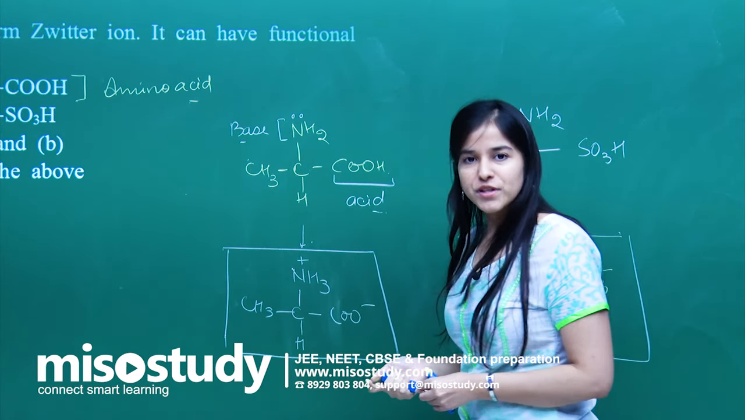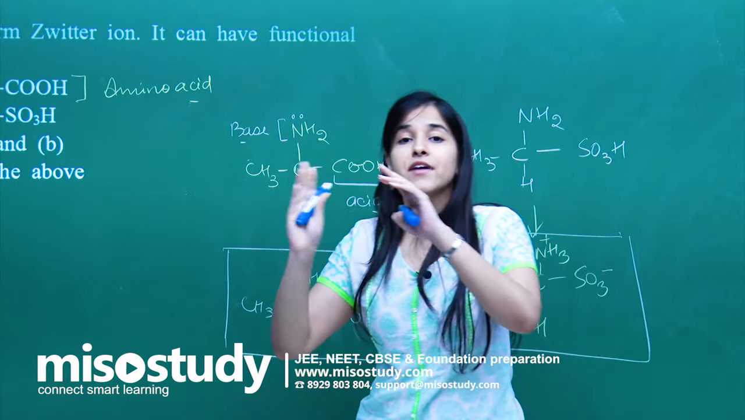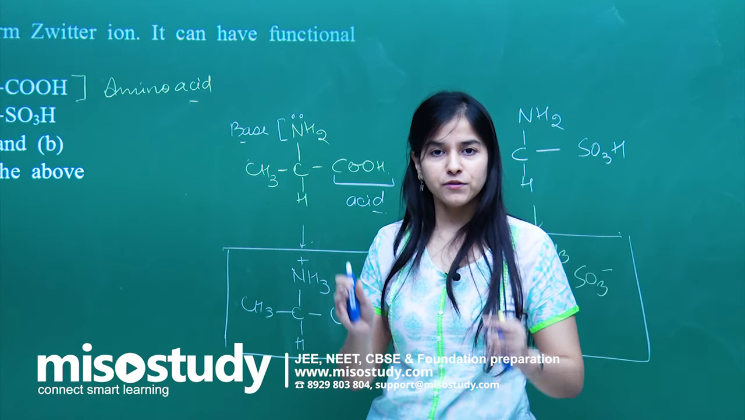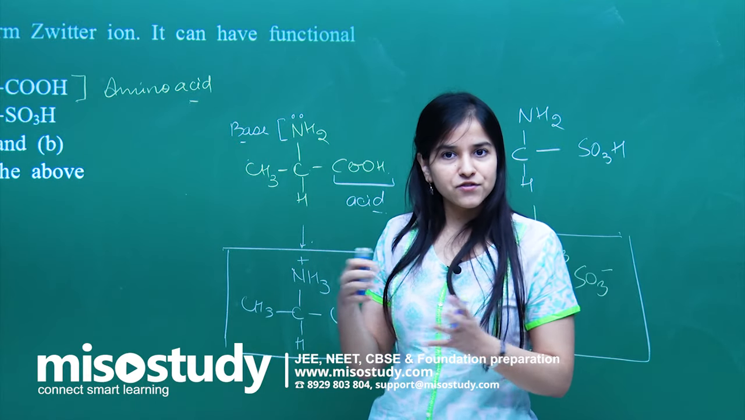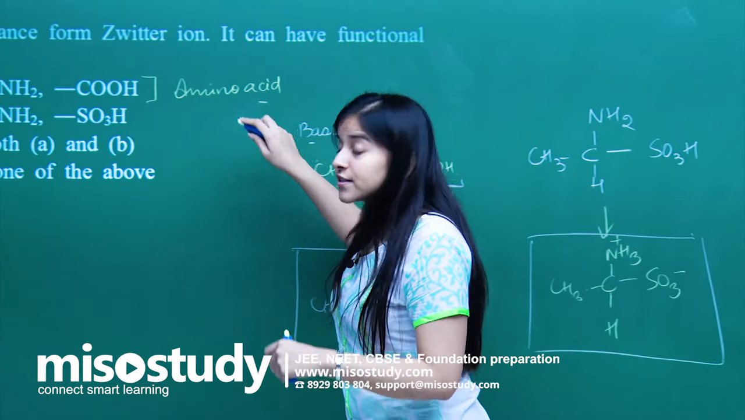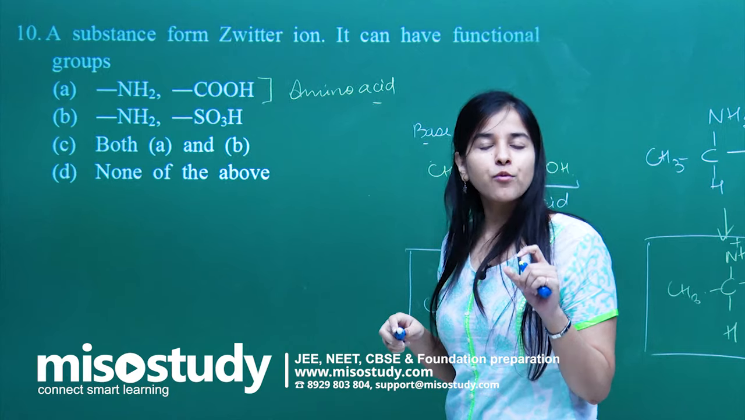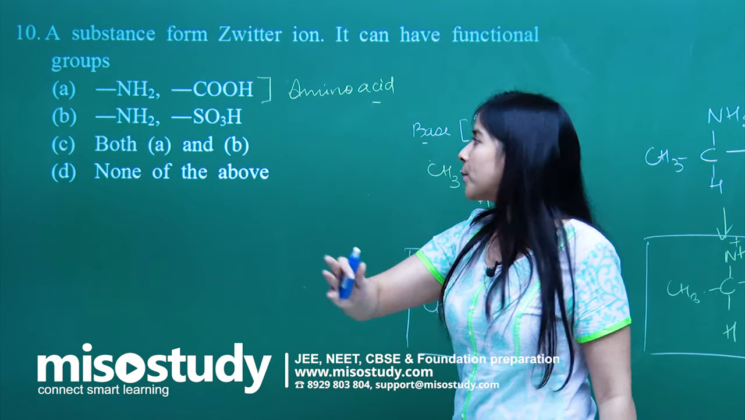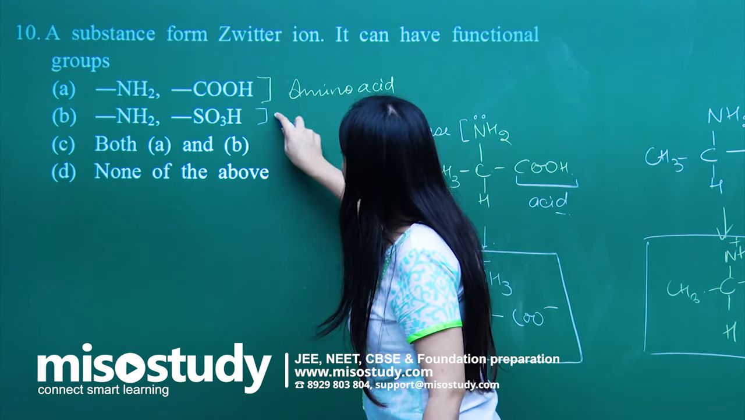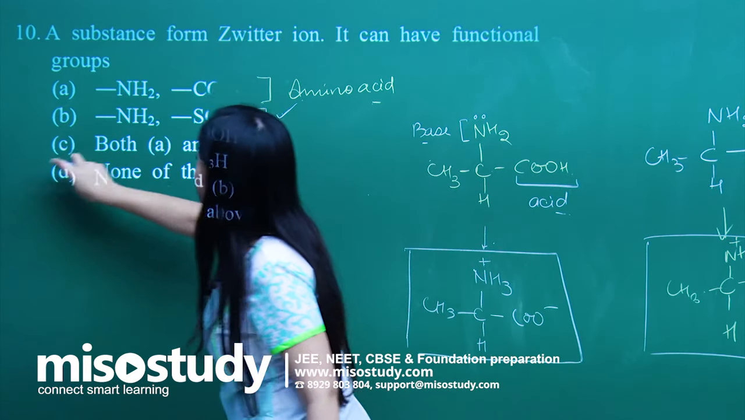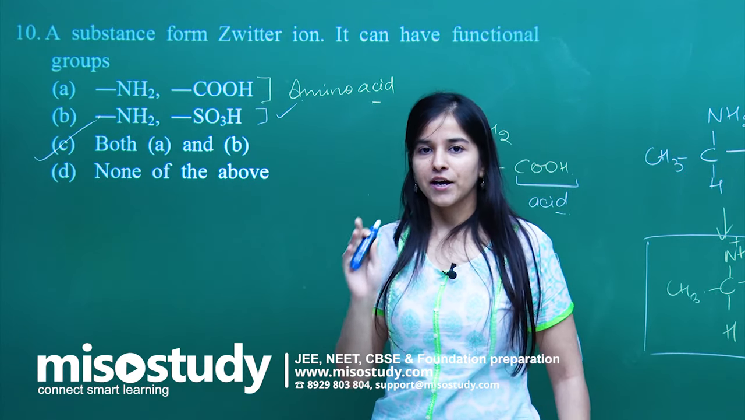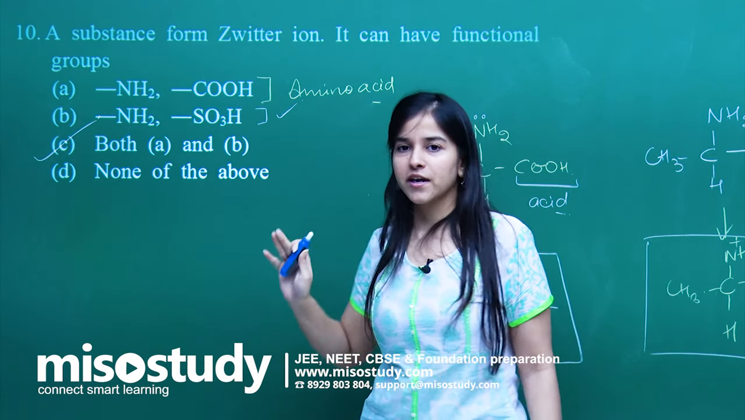So that is how the Zwitter ion is made. Whenever we have an acid as well as a basic part within a particular molecule, it can have positive and negative charges developed. That is how we are going to find the isoelectric point as well in the case of amino acids. So I hope everybody has got it. This can also be the case. Now that means both A and B are correct options. I hope you have got the answer over here.